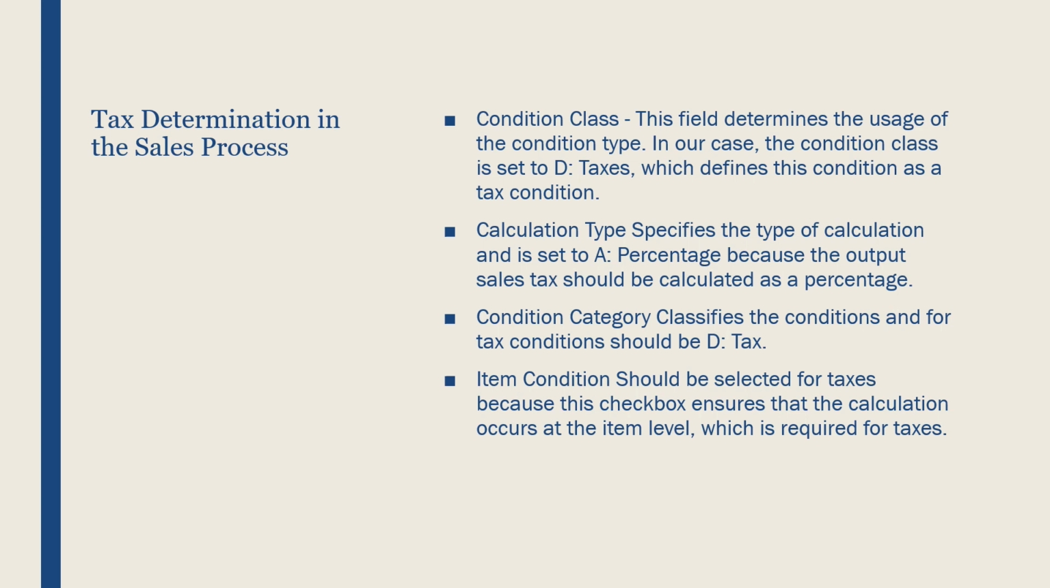Condition class: this field determines the usage of the condition type. In our case, the condition class is set to D, taxes, which defines this condition as a tax condition. Calculation type specifies the type of calculation and is set to percentage because the output sales tax should be calculated as a percentage. Condition category classifies the conditions and for tax conditions should be D, tax. Item condition should be selected for taxes because this checkbox ensures that the calculation occurs at the item level, which is required for taxes.